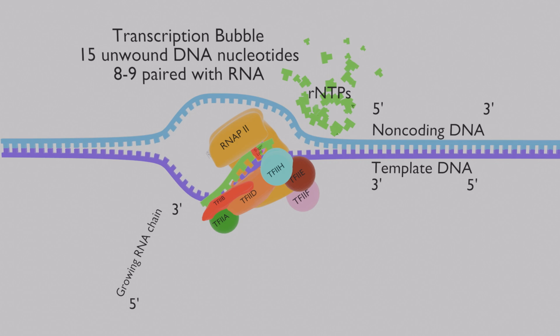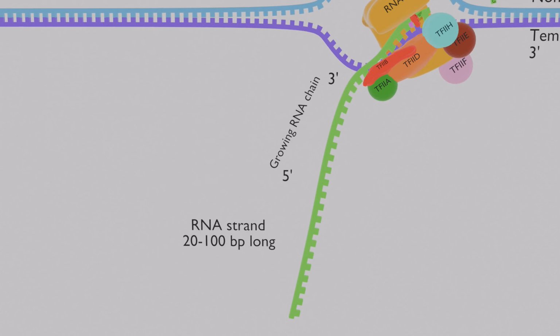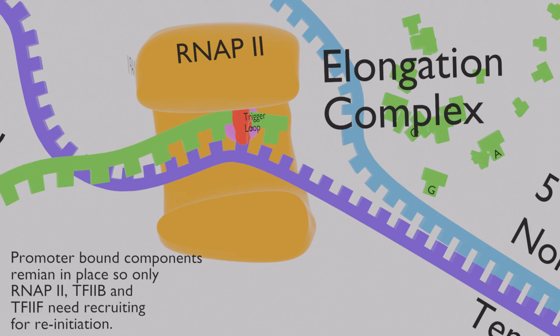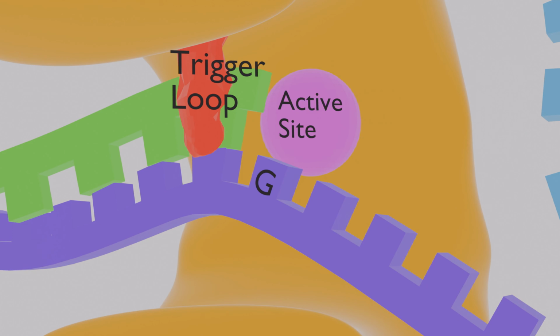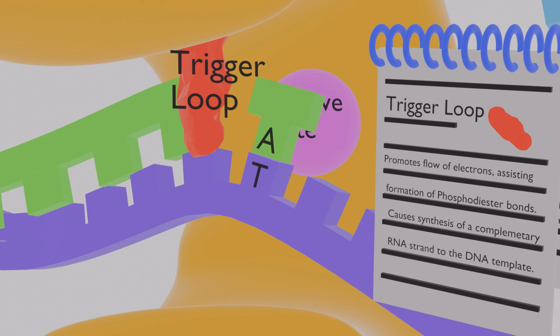Once the RNA strand is around 20 to 100 nucleotides long, RNA polymerase II can disconnect from other components of transcription machinery, giving rise to a fully functioning elongation complex. A trigger loop located near the polymerase active site repositions when correct base pairing occurs, causing RNA strands to be specifically complementary to the DNA template and causing elongation by inducing formation of phosphodiester bonds.